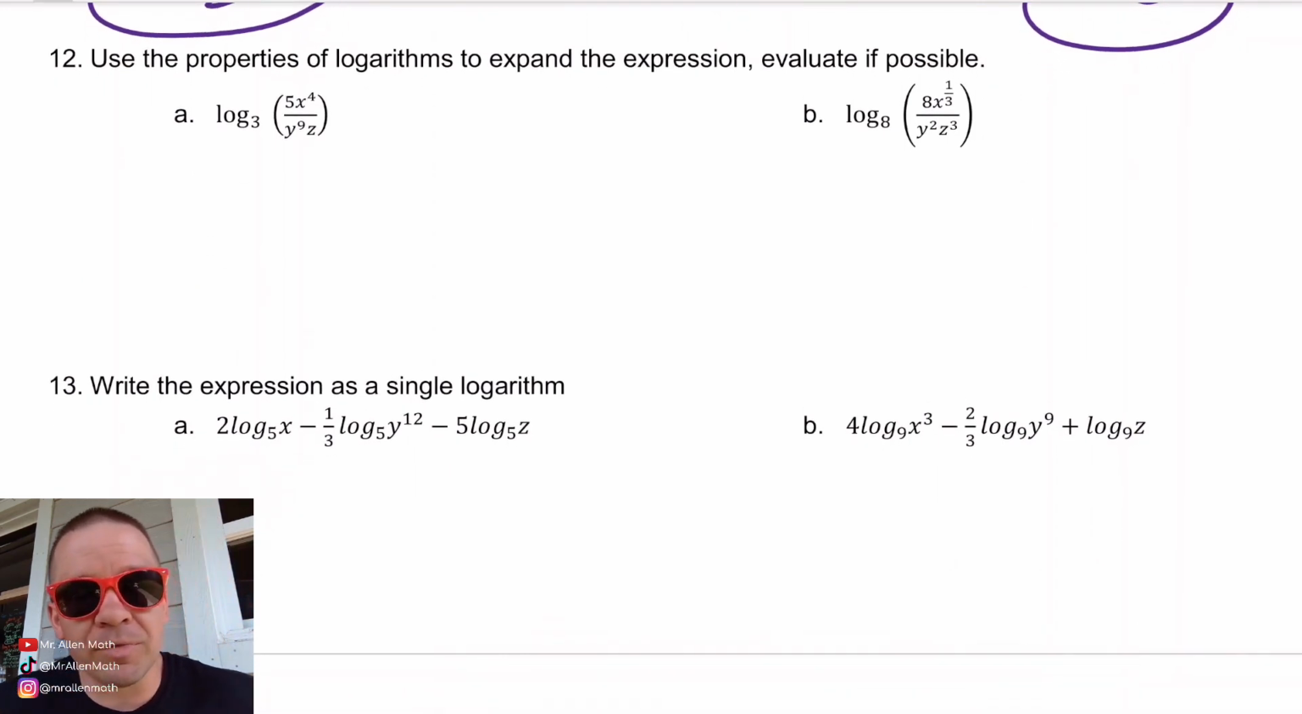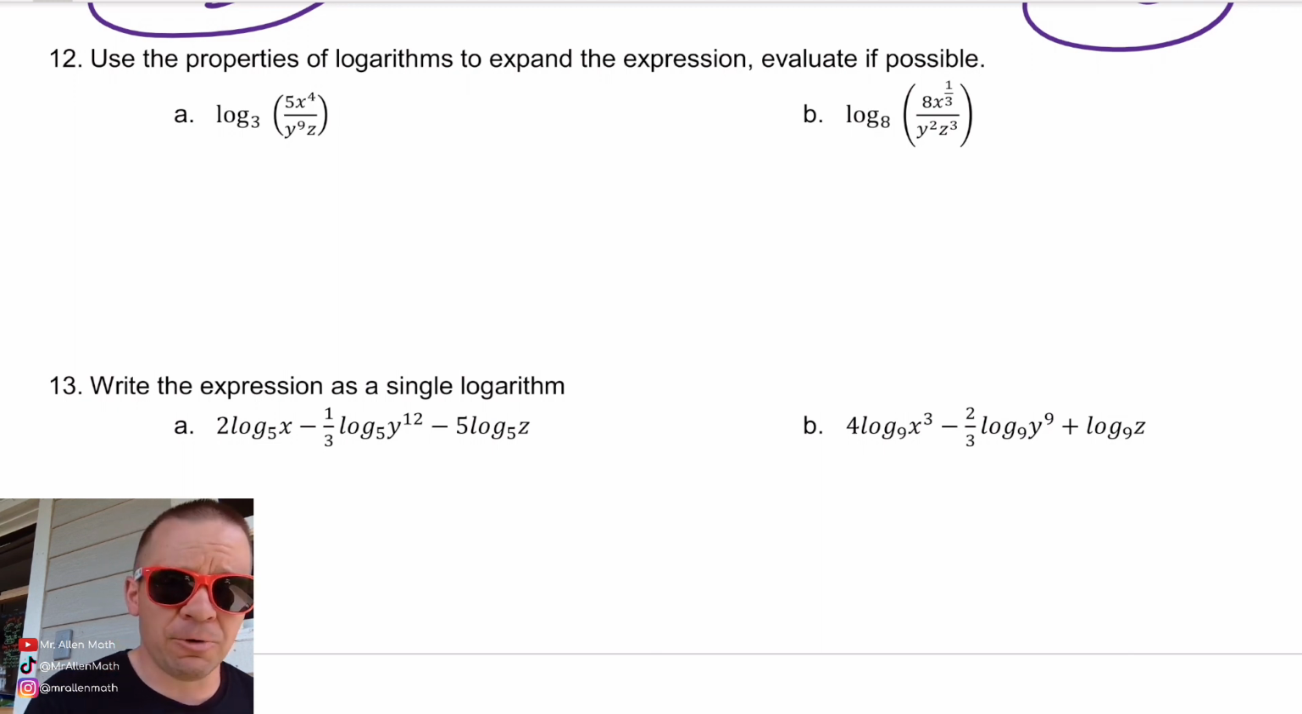Okay. Use the properties of logarithms to expand the expression. Evaluate if possible, meaning if I get like log base 2 of 8, it's 3. Make sure we write that down, okay? So we're going to expand. It's going to get a little cray here. I'm going to go with red on this one.